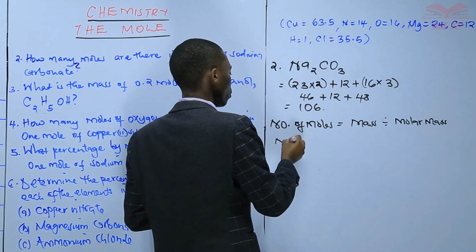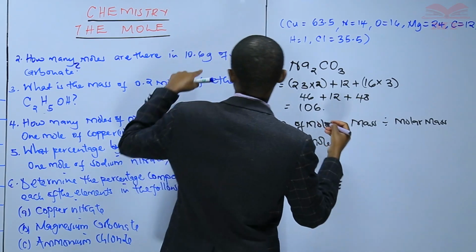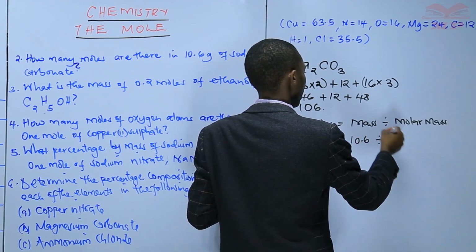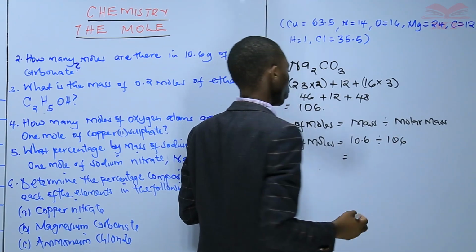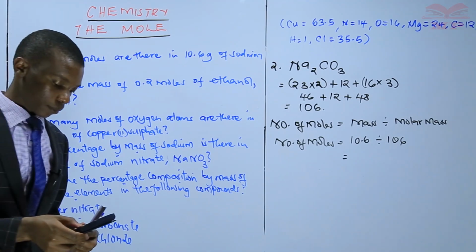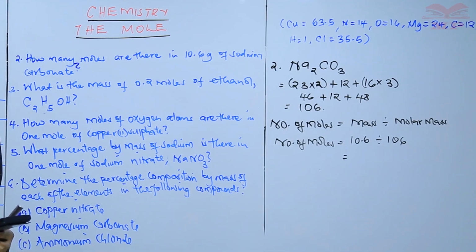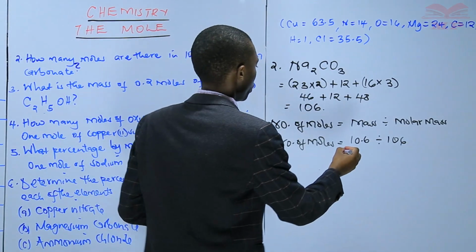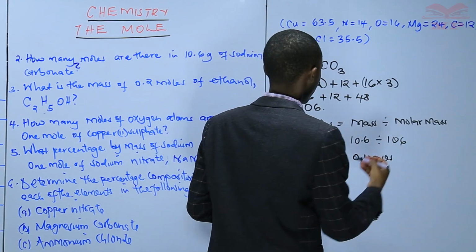And therefore, number of moles: the mass is 10.6 grams. You divide by the relative formula mass, which is 106. So 10.6 divided by 106, you get 0.1. 0.1 moles. That is how you're supposed to go about it.